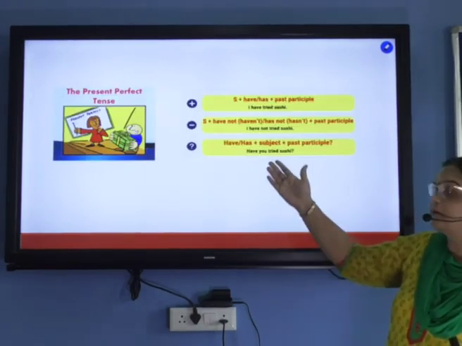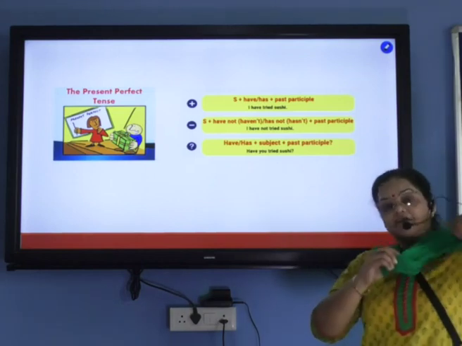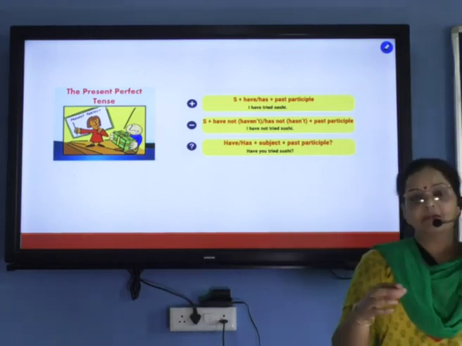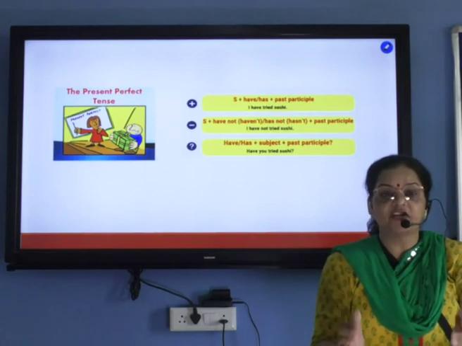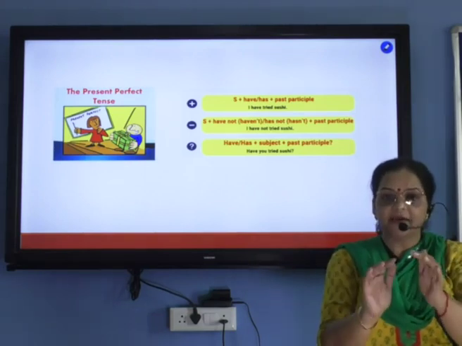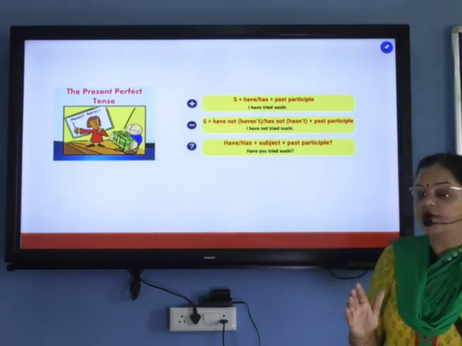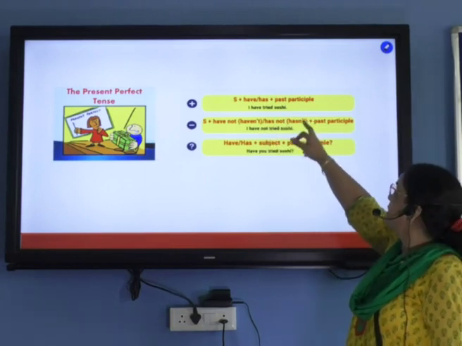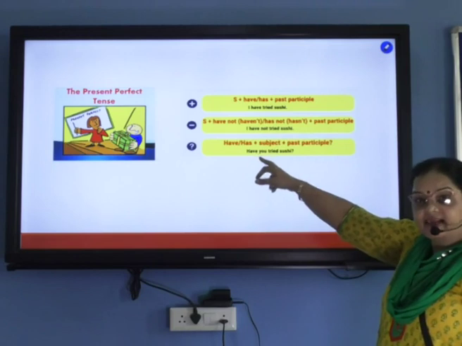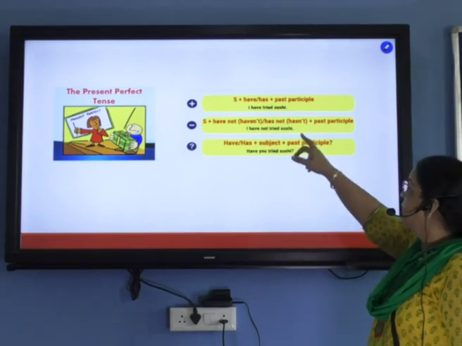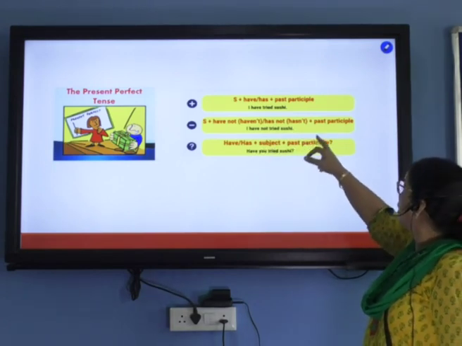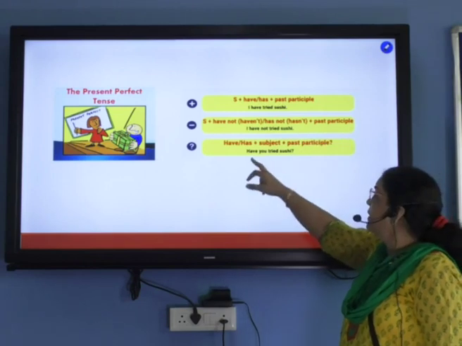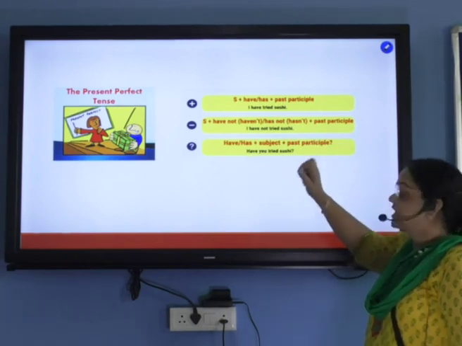Now we come over to the present perfect tense. Perfect. What do you mean by perfect? Perfect means which has been completed. The action is over. So remember that. The formula is subject plus has or have plus past participle. The negative is subject plus has or have not plus the third form of the verb. The question is has or have plus subject plus past participle.